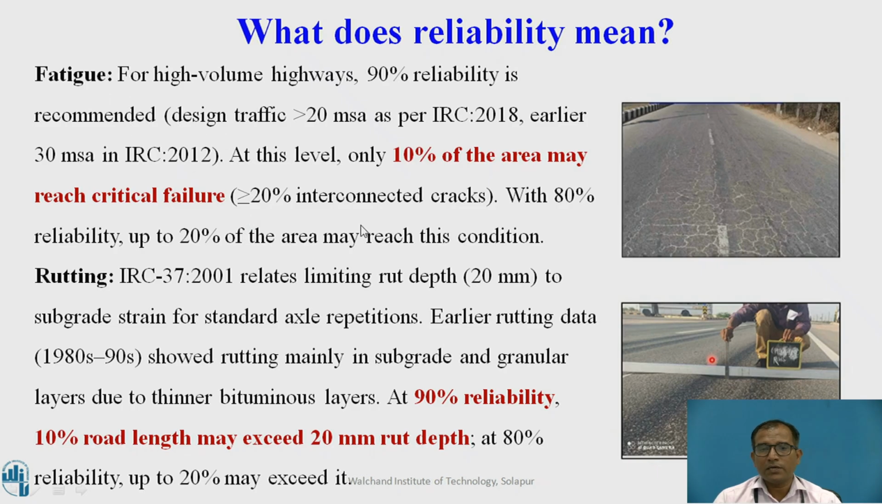If you are going for fatigue failure, that is at the bottom of the bituminous layer, you can see here on the side of the photo, these are the fatigue cracks. These mainly develop at the bottom of the bituminous layer and propagate to the top of the bituminous layer. For these fatigue cracks, 80% means 20% failure chances and 90% means 10% failure chances. For the rutting criteria, again 90% means 10% of the road length may exceed the maximum rut depth of 20 mm, and 80% means 20% exceeds the rut depth of 20 mm. This is the meaning of reliability.